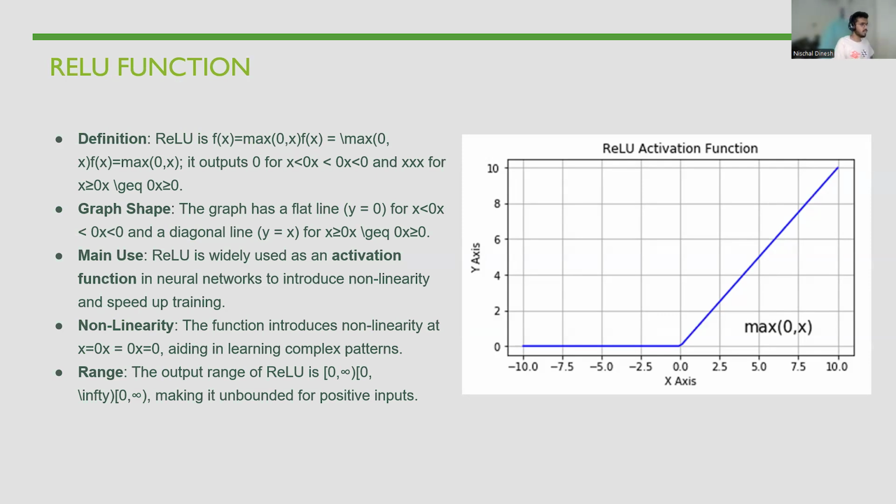The main use is that ReLU is widely used as an activation function in neural networks to introduce non-linearity and to speed up the training. So you don't have to take care of any of the negative values. The range is from 0 to infinity, making it unbounded for positive inputs.